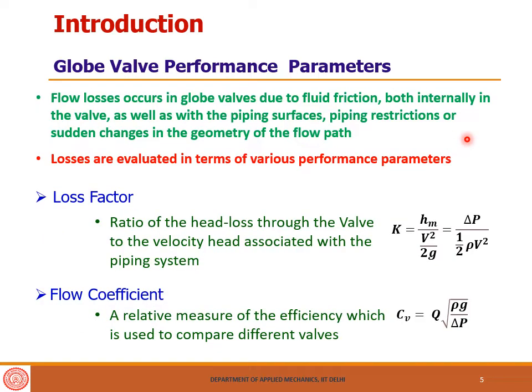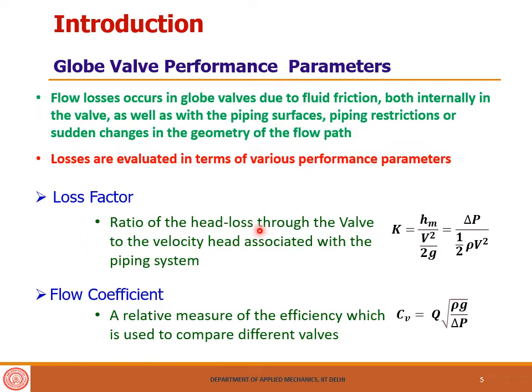Flow losses occur in the globe valve due to fluid friction, as well as the friction between the piping surfaces and the sudden changes in flow path of the fluid within the valve. So these flow losses are evaluated in terms of various performance parameters. The performance parameters which are checked in this study are the loss factor and the flow coefficient.